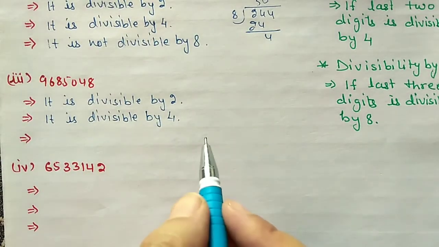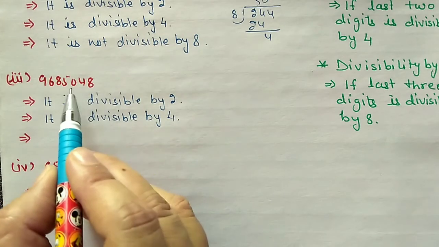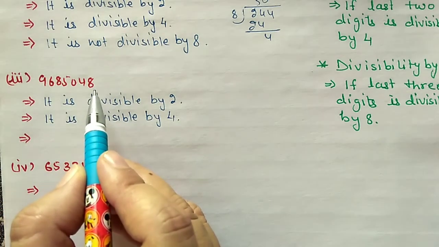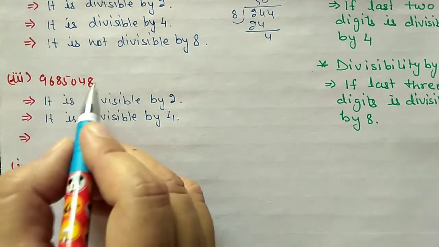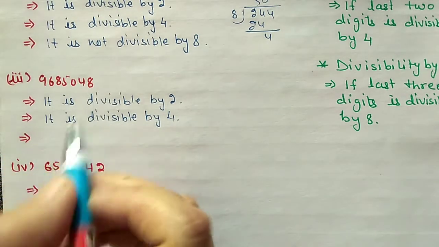Then for 8 we will check the last three digits, 048. So 048 means 48, and in the 8 table 48 is coming, 8 sixes are 48. So this total number also will be divisible by 8.